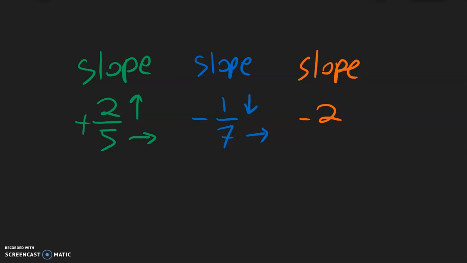Now the orange example is a little bit weird. You look at this and wonder, this slope doesn't have a fraction. So let's make a fraction. How do we make a 2 into a fraction? We can always divide by 1. So 2 divided by 1 is still the same thing as 2. So now we have a fraction. We can draw the arrow. Negative means going down. And we still always do the right thing. So let's go to the right.